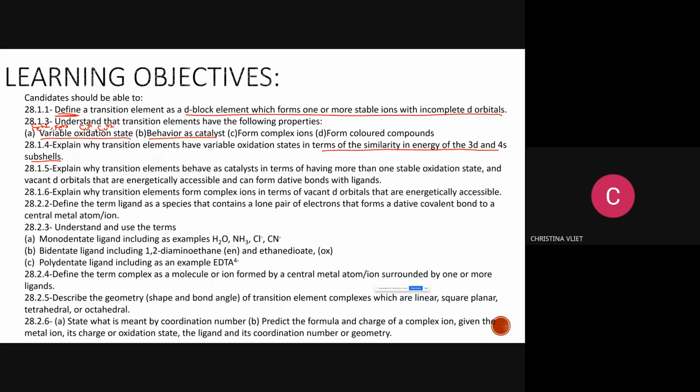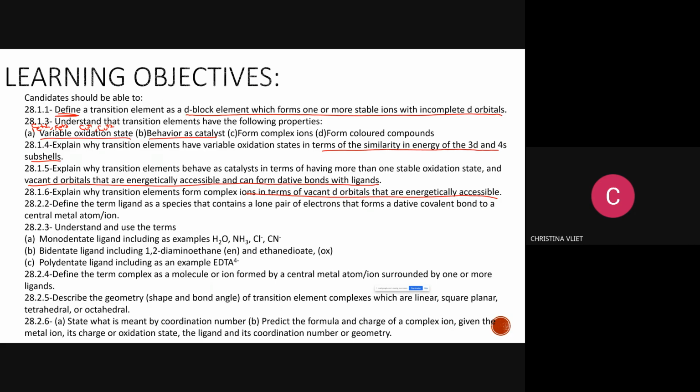Explain why transition elements behave as catalysts. That's something we kind of already did, but this idea that they have vacant d orbitals that are accessible and form dative bonds with ligands, we're going to go over that today. That's in the lesson today. That's the key part. Explain why transition elements form complex ions in terms of vacant d orbitals. Again, that sounds like a repeat to me. So understanding this idea of vacant d orbitals, we'll talk about today.